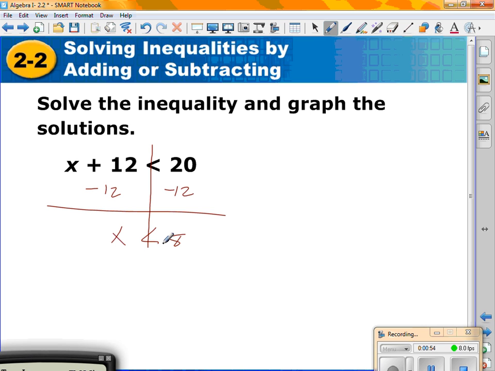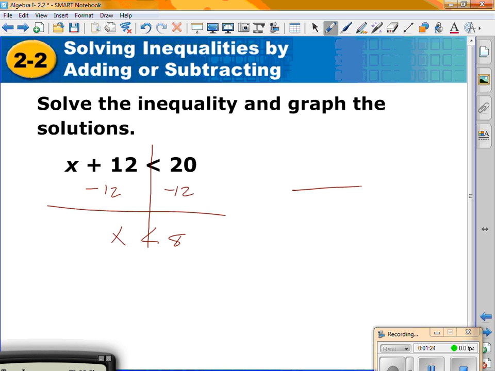What this means is any solution less than 8 will work. Give me a number less than 8. 4. What's 4 plus 12? Is 16 less than 20? Yes. Give me another number less than 8. Give me the best number less than 8. Better. 0. What's 0 plus 12? 12 is less than 20.